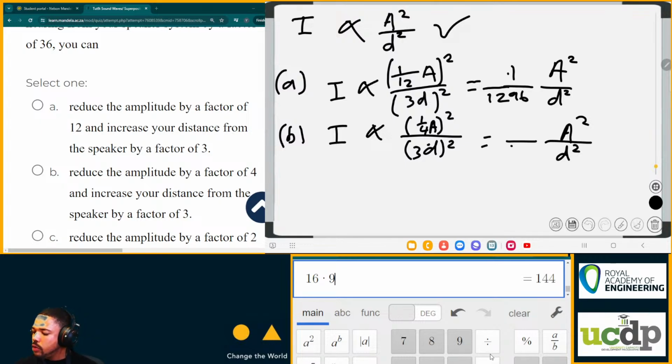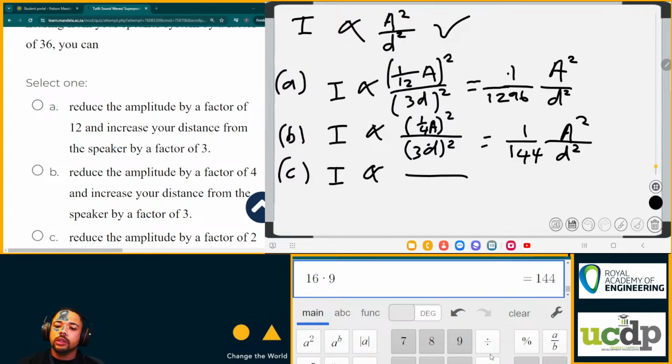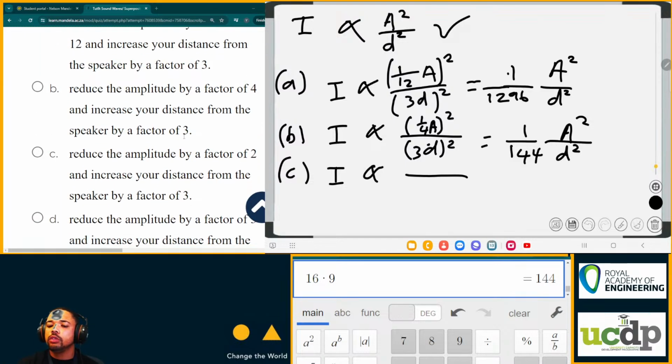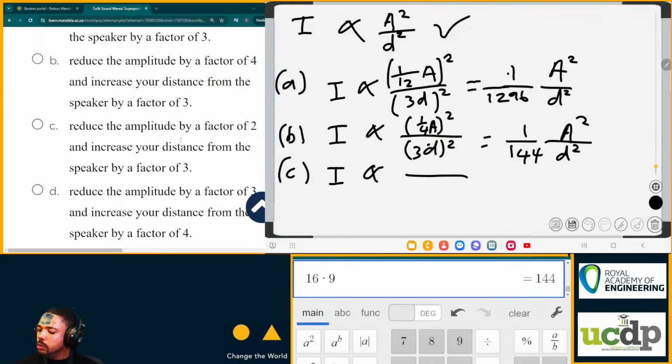That's 144. So it's 1 over 144. C is proportional to... let's see what C says. They say reduce the amplitude by a factor of 2. So a half A squared.